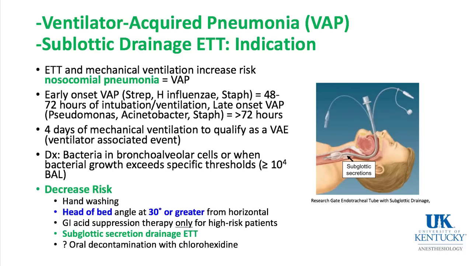So to decrease the risk of VAP, wash your hands. Put the head of the bed up at 30 degrees or greater to help out. Don't suppress all the acid in the stomach of every patient up in the ICU. Only do it for high-risk patients, because we found that GI acid suppression therapy, if you reduce the acid, there's more bacteria that grow in that stomach, and when they come up and go down into the airway, can increase the risk of having a ventilator-acquired pneumonia.